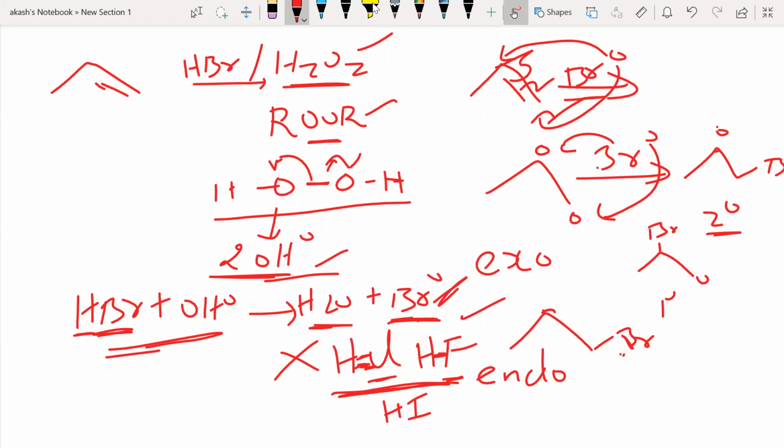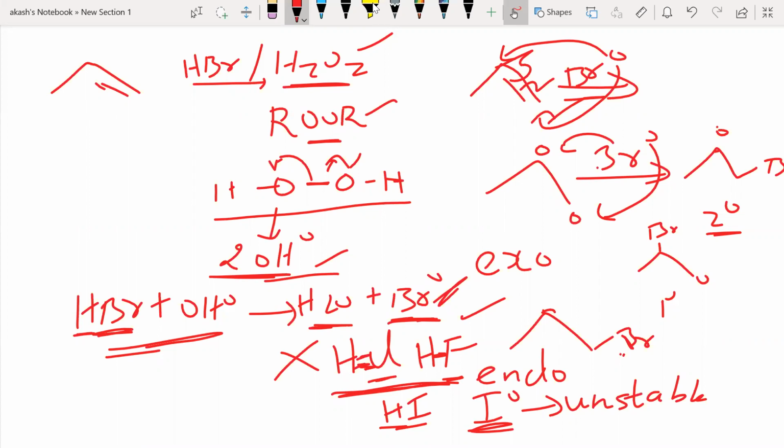Now, why I2 doesn't work is because I dot is highly unstable. You will not be able to isolate the iodine radical. I don't think there is any reaction where you can see that iodine radical is getting formed. Even though the HI bond is very easy to break, compared to the HBr bond, HI bond is easier to break, but still it doesn't give me anti-Markovnikov's product because I dot cannot be formed, in the sense that I dot is very unstable, right? Br dot is quite stable.